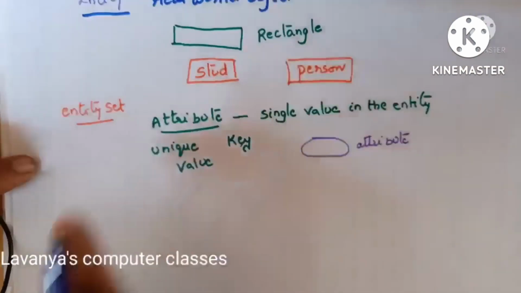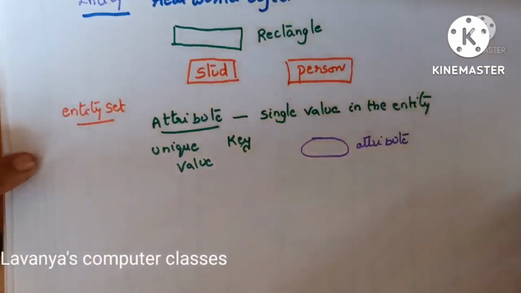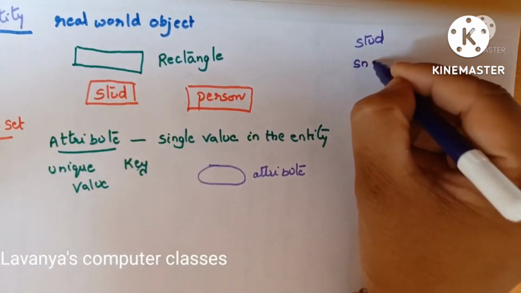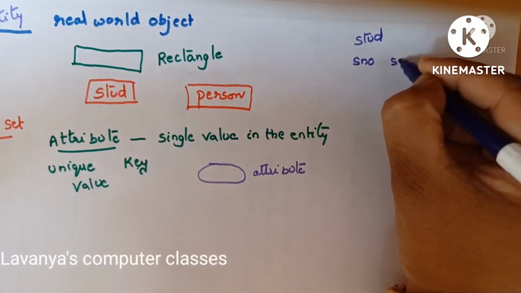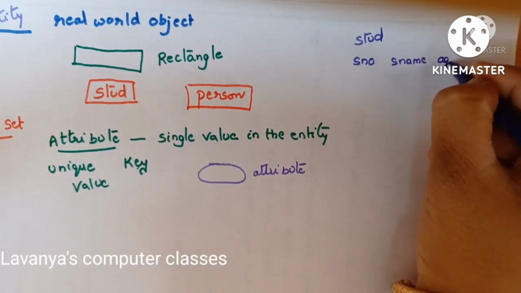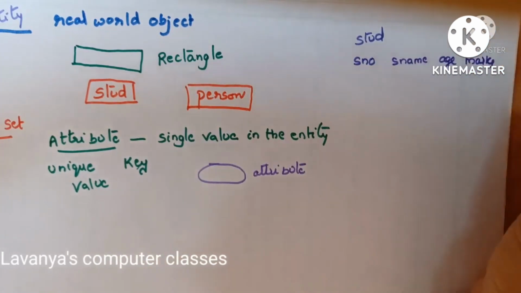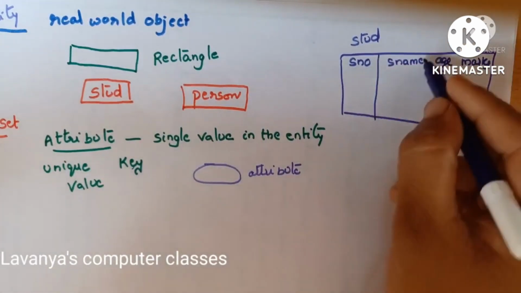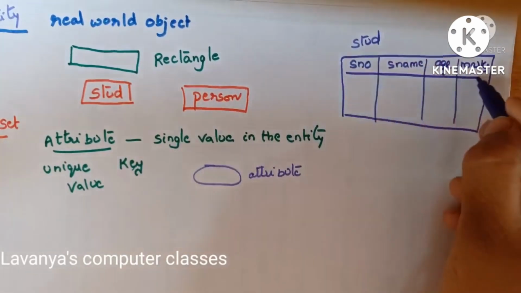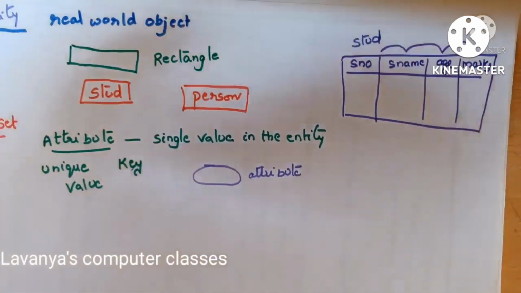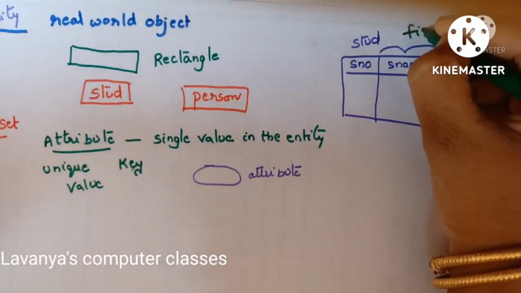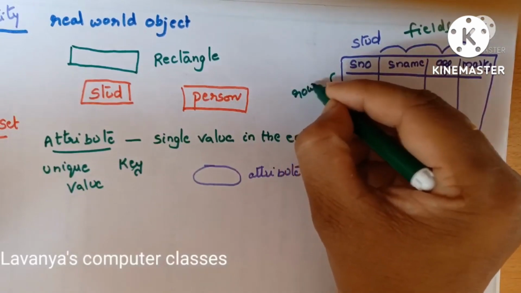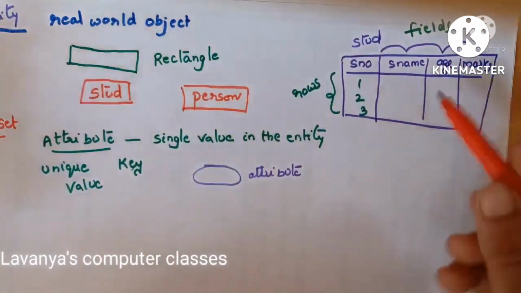For example, student. In the previous videos I already explained the student table. The student table contains fields like serial number, student name, age and marks. This is the table structure, the database structure. Table means a collection of rows and columns. These are known as fields, and these horizontal lines are called rows or records. I already covered this database concept in the previous video.